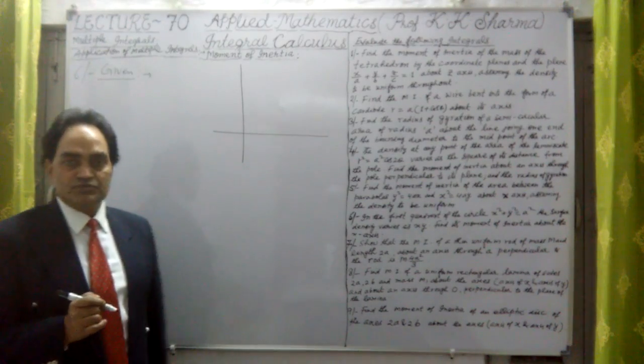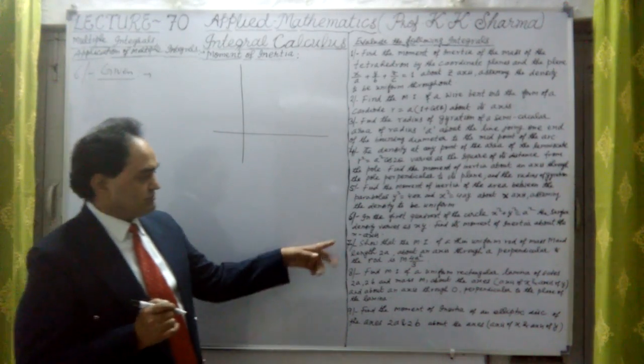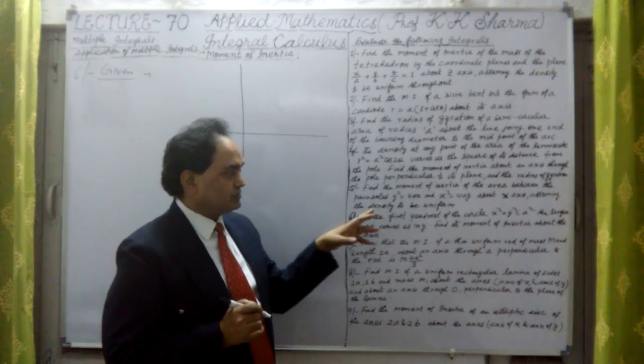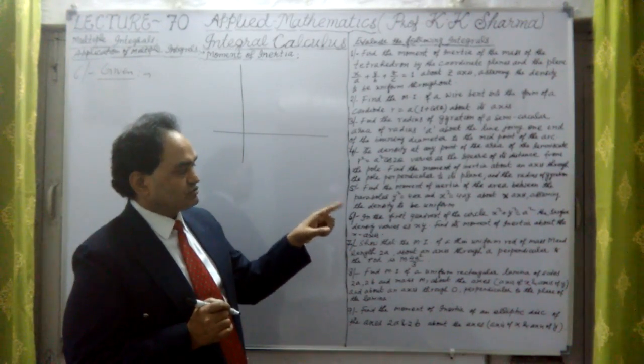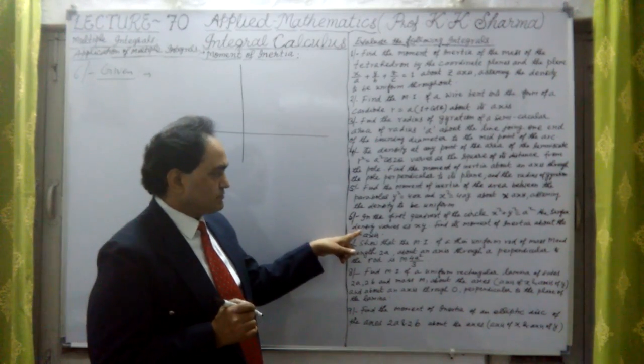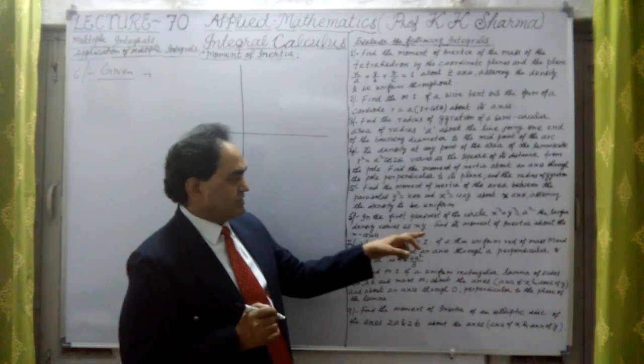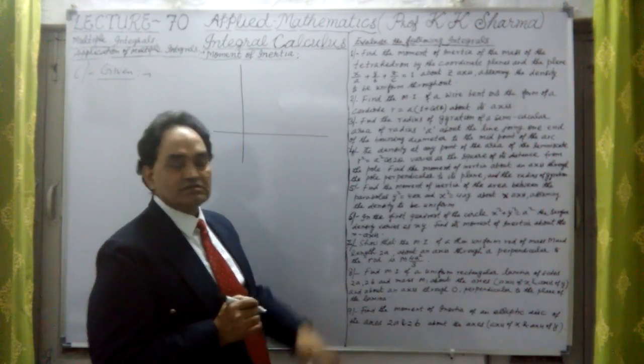Yes, hi guys. So we were talking about question number 6 now. Question number 6 says: in the first quadrant of the circle x square plus y square equal to a square, the surface density varies as x y. Now find its moment of inertia about the x-axis.